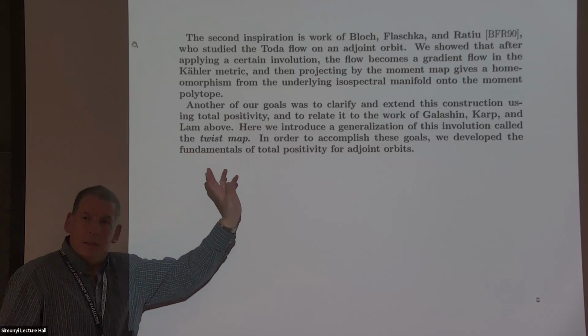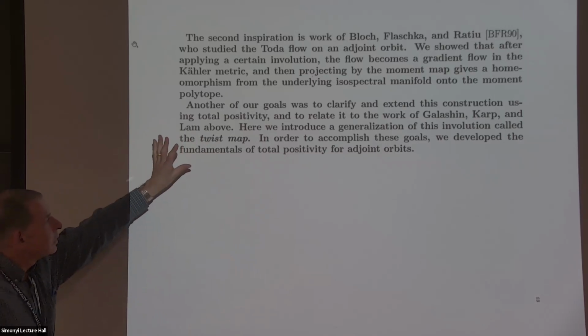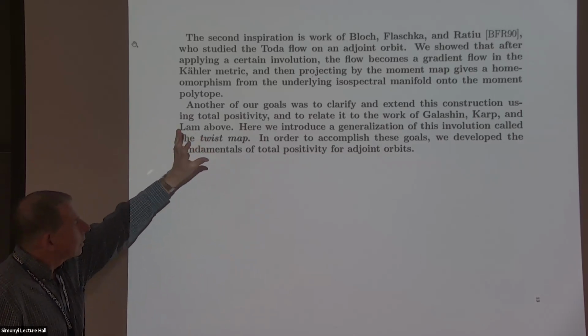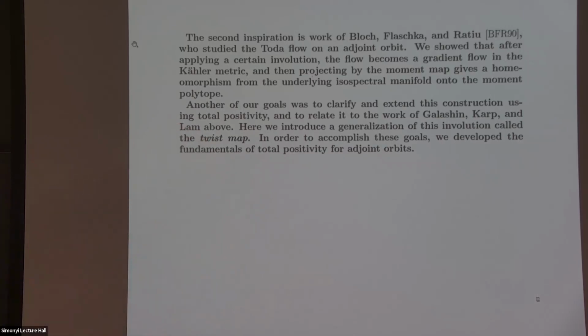And as I mentioned, it's a little subtle. You have to introduce this notion called the twist map that I'll describe. And so what we want to do is link the twist map, this total positivity in geometry, to these flows. So that's what I'll show you. So any questions about that? Okay, so I'll say something about the flows and I'll come back to total positivity.